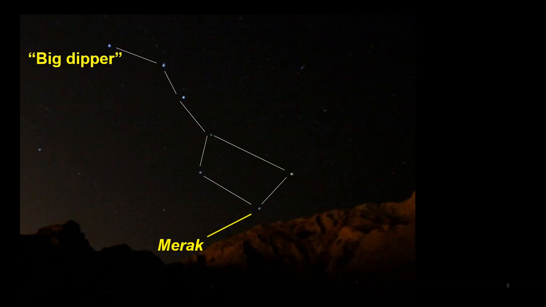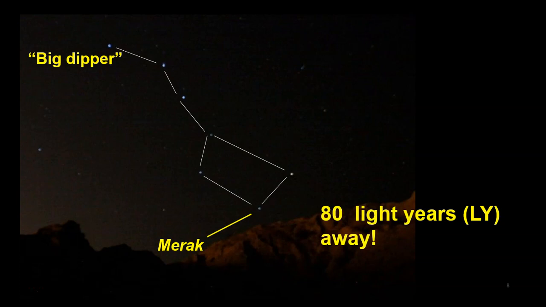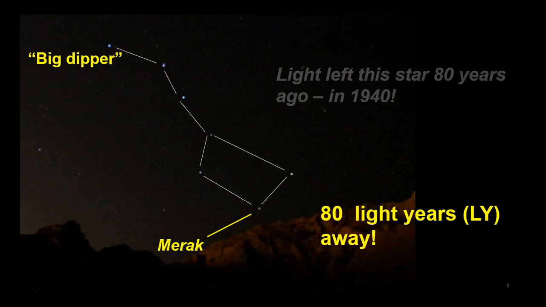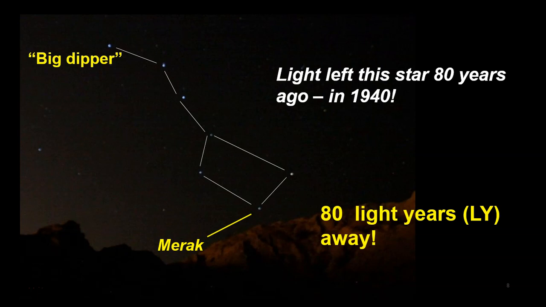Merak, as you might be figuring out by now, is a pretty long way away. Alpha Centauri was 4.4 light years away. Merak is 80 light years away. That means tonight when you go out and look at this constellation and you see that star, you are actually looking at light that left the star 80 years ago in the year 1940. Guys, that's before World War II.